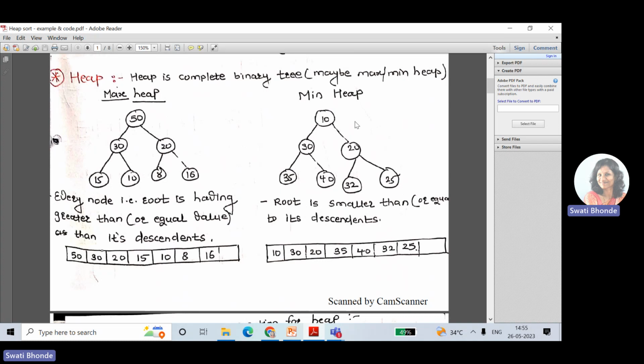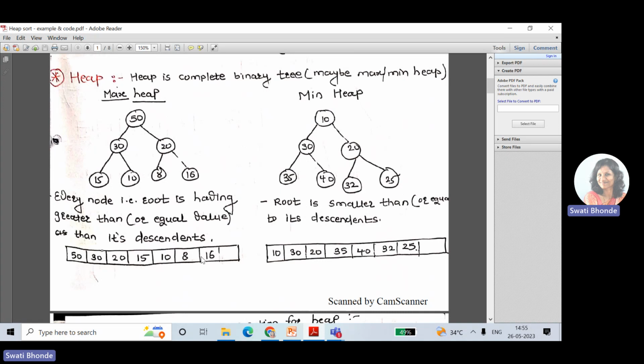In case of min heap, what happens? The value of root is going to be smaller than its left child and right child. So here also we can observe that value 10 is smaller than 30 and 20. Here also value 30 is smaller than 35 and 40 and so on in this subtree as well. So here root is smaller than all other descendants. Here root is greater than all other descendants.